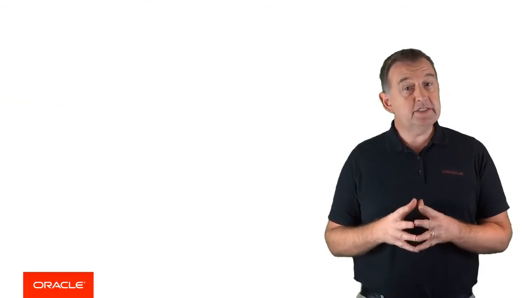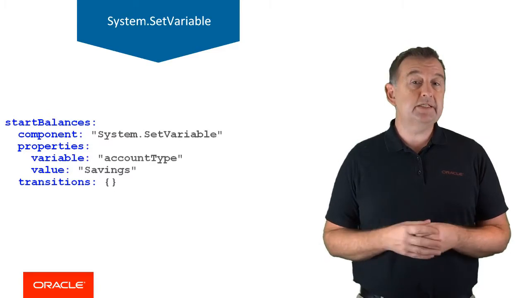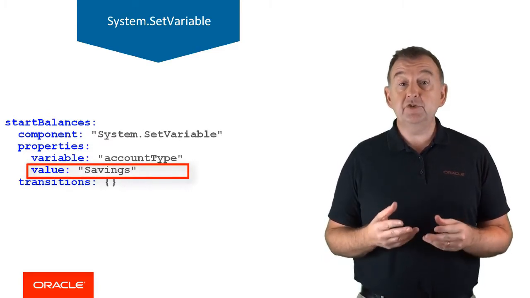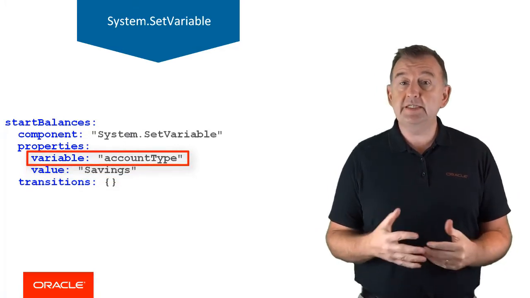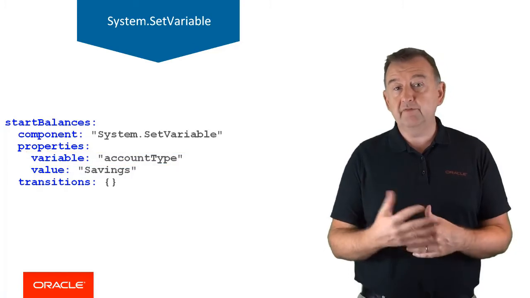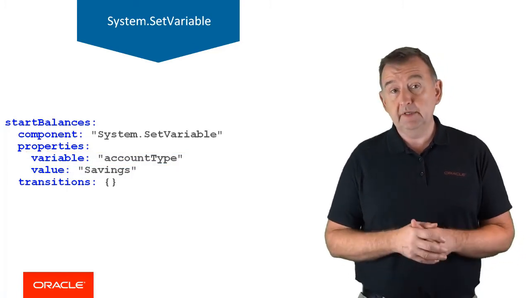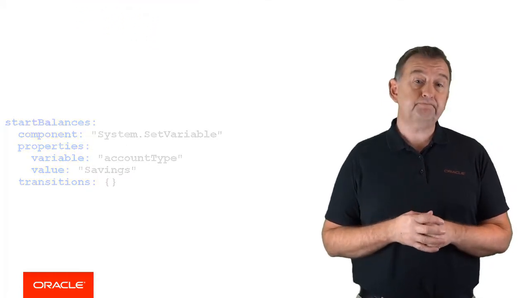Next we have the system.setVariable component. This component simply takes a value, in this case the literal string savings, and places it in the named variable. Now, in this case I'm using a literal string as the value, however you could refer to another variable or the value of a resolved entity. And we'll talk about referencing variable values in another video.